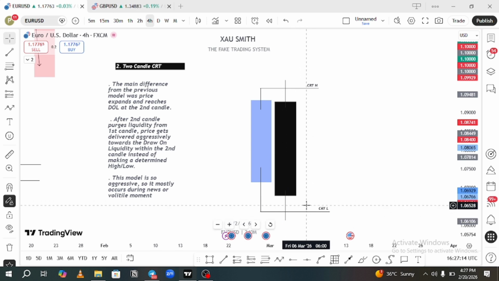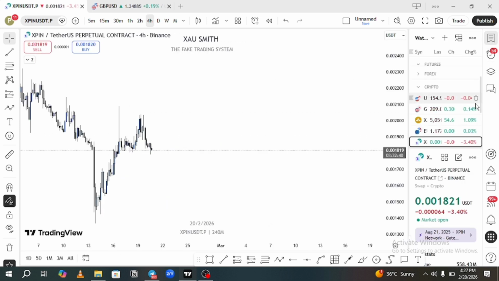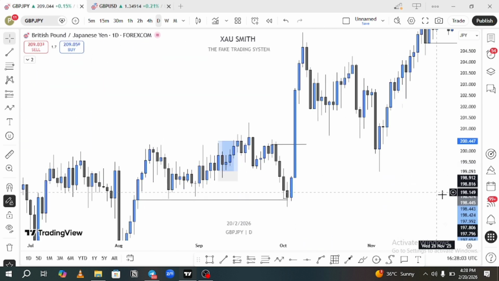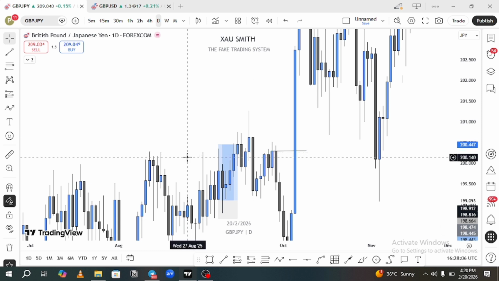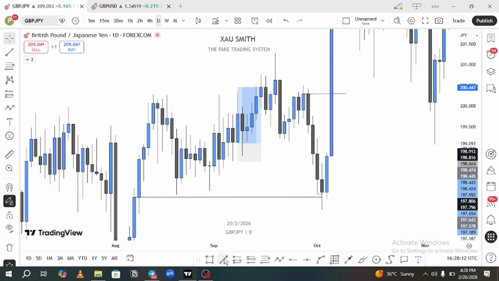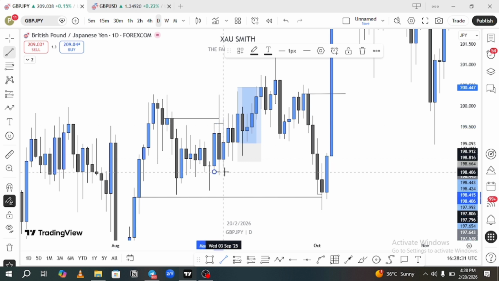So let me look for an example here. So let's go to GBP JPY. All right, I can see a very clear one here, which is this guy here. So we have our H-shaped key level here, which is this guy. Now we've been able to identify our high, which is the high of this candle, and the low of it, right? And the low, which is this one. This is the low of the candle.